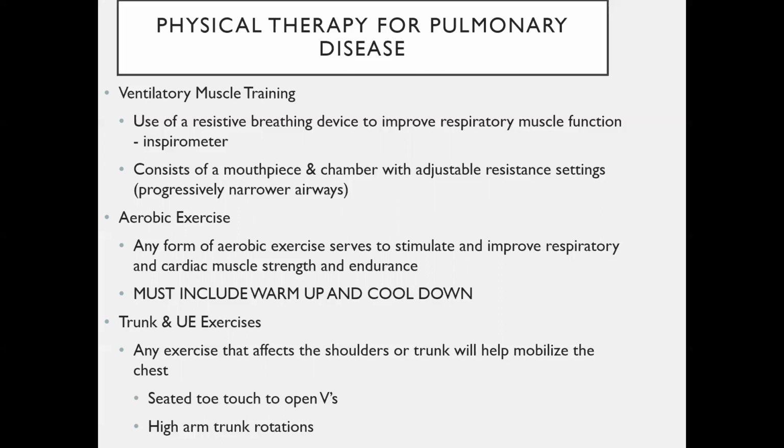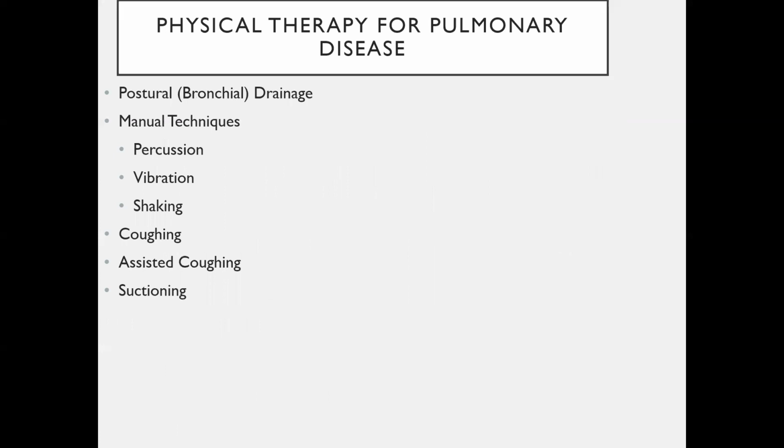Trunk and lower extremities. Any exercise that affects the shoulder or trunk will help mobilize the chest. Right? Seated toe touch to open V's are common, where they're going to put their hands kind of like they're praying and put them down between their feet. And then they're going to sit all the way up and open their chest real wide and open to a wide V. High trunk arm rotations are good, right? Any type of trunk rotations are good as well to help it.